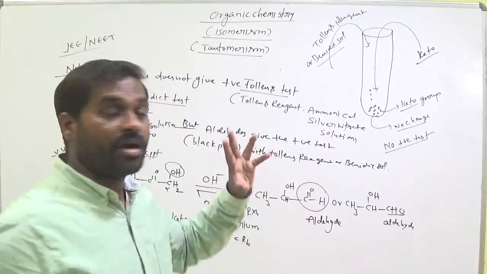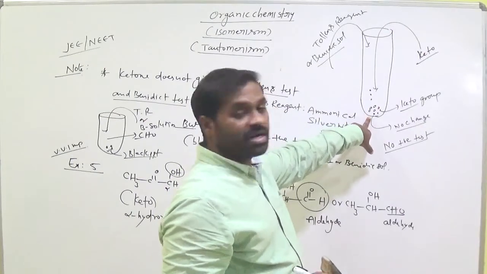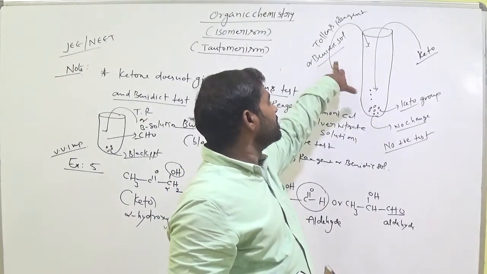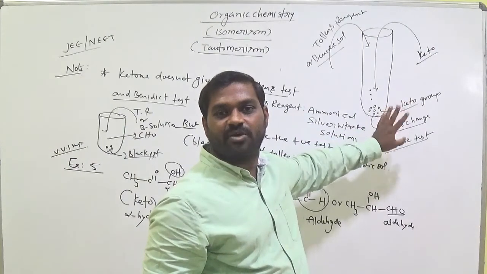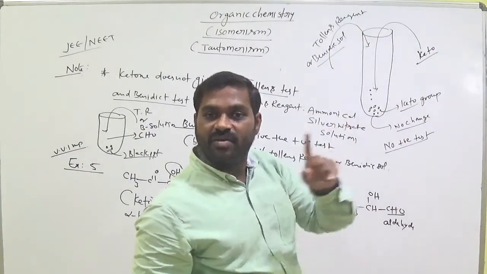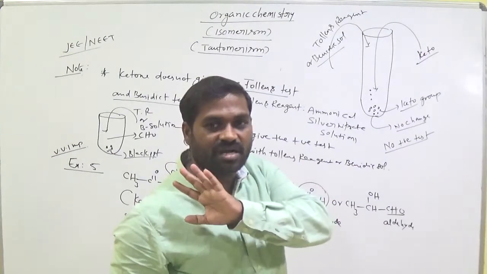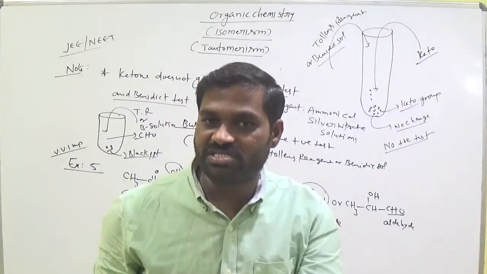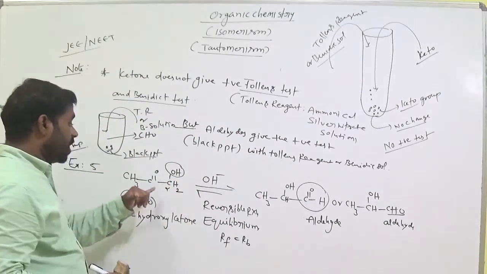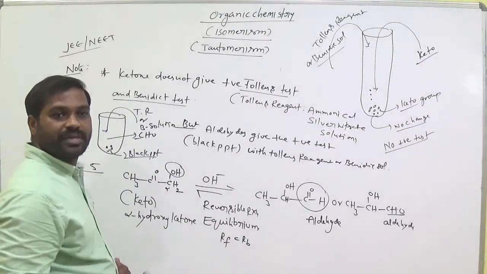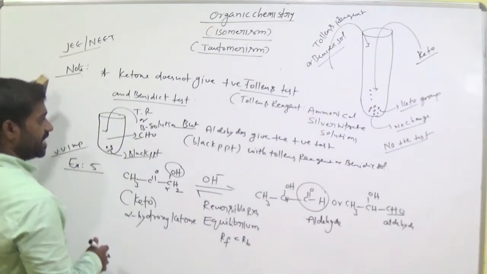Now in the case of keto compound, when Tollens and Benedict solutions are added, it does not give black precipitate. That means no change. It does not give a positive test like aldehyde. Okay, clear? Aldehyde gives the positive test of Tollens reagent, but ketones do not give. That is the condition here. But alpha hydroxy ketones, but not here.